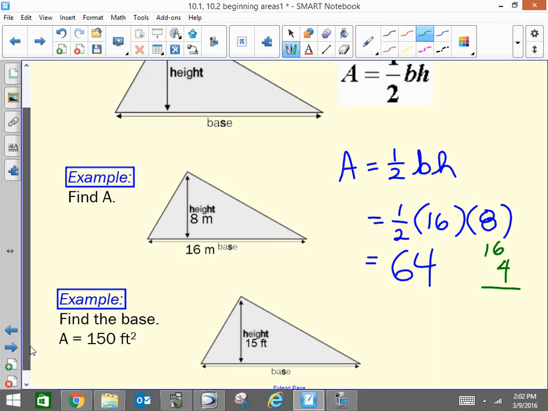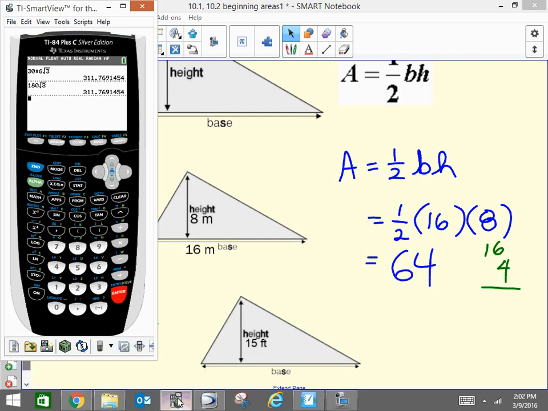I could also do the whole 16 times 8. Most of us don't know that off the top of our head, but let's say we want 16 times 8, and then divide by 2. It's still 64. So you do that 1/2 one time and you're done with it. Okay? All right, do the next one.